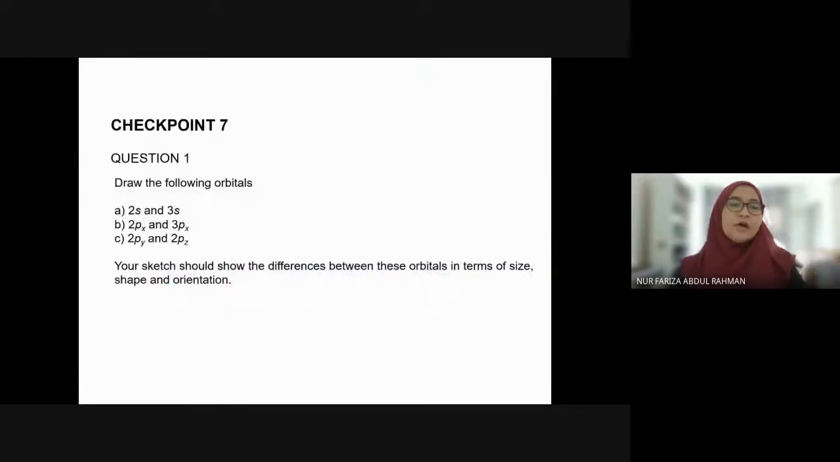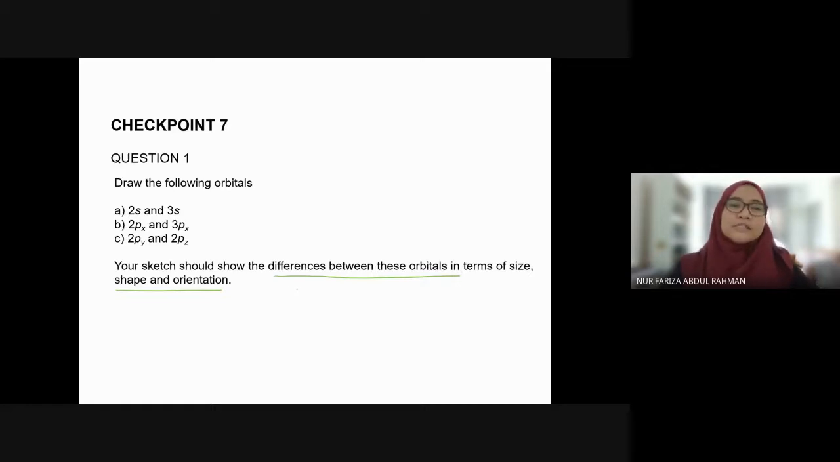Okay, alright, so draw the following orbitals. Okay guys, please complete this checkpoint. Try to draw the following orbitals, for S, P, and Y. And then make sure you sketch, your sketch should show the differences between these orbitals in terms of size, shape, and orientation.